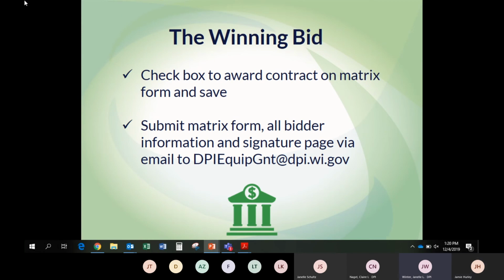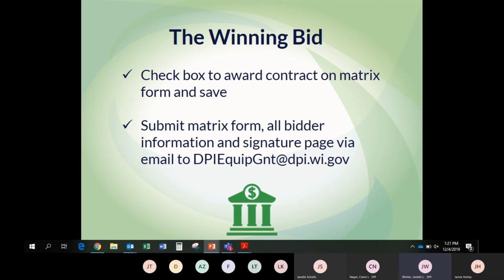All right, so thank you, Claire. As Claire mentioned, you need 3 bids for each piece of equipment. In the initial email that everyone received saying that you can proceed, it tells you which pieces of equipment you've been selected to move forward with. Each piece will need 3 bids, and each piece will need a matrix.